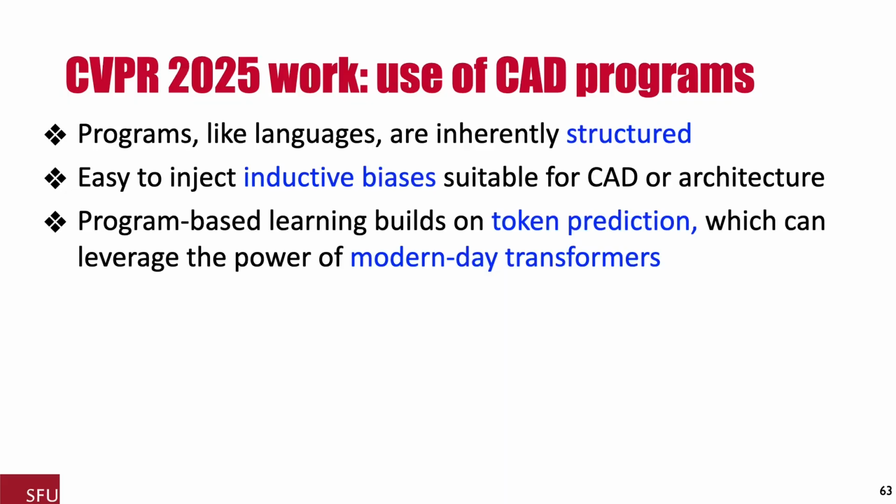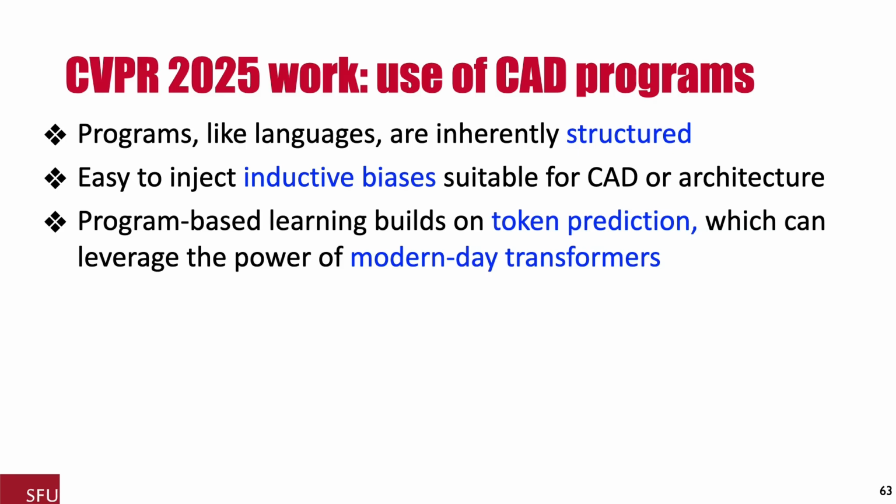And finally, I'm going to talk about just one other piece of work. This is a work we're going to be presenting tomorrow. It's a CVPR highlight. It's also CAD generation, except it's for architecture. So I want to bring attention to the use of CAD programs. I think that's a very promising way of learning structured representations using CAD or architectural programs, because programs, like languages, are intrinsically structured. And also, you can easily embed your inductive biases into priors for either CAD or architecture.